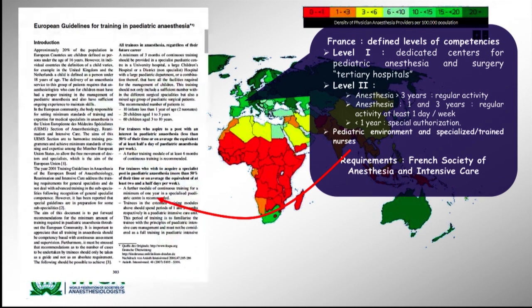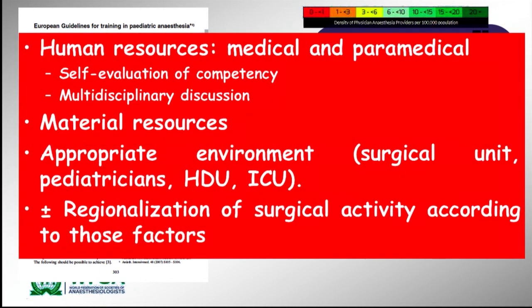Of course, we talk about education, the European guidelines for training in pediatric anesthesia, and Gilles has largely developed this point, and France is following this statement. So if we have a look at other organizations, they depend on the self-evaluation of competency. Of course, we have no target number. Of course, it's difficult to define. And there is a multidisciplinary discussion between surgeon and anesthesiologist in order to define surgery to be performed within each institution.